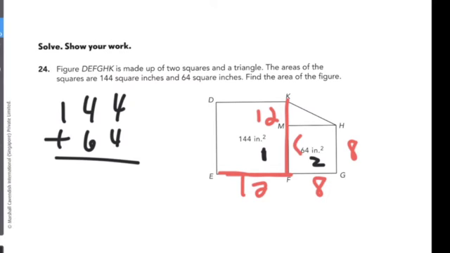So this right here is 8. This right here is 8. So now I could figure out right here, let's call this my base, or you could call it the height. It doesn't really matter. So I know what that is, and then right here we already know what this side is. So we have our base and our height right there. Okay, so you can figure the rest out.